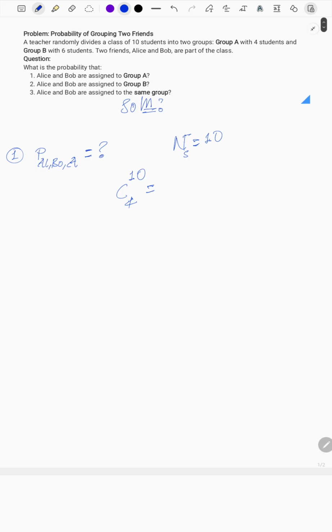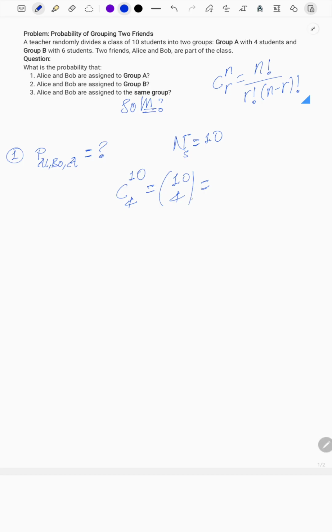This is a combination problem. It's going to be 10 choose 4 equals to, in order to remind you of the general formula for a combination, I will write it here. n combination r is going to be n factorial over r factorial times n minus r factorial. This is the formula for a combination, for unordered, we call it unordered sampling. In how many ways can we choose r from the total number n?